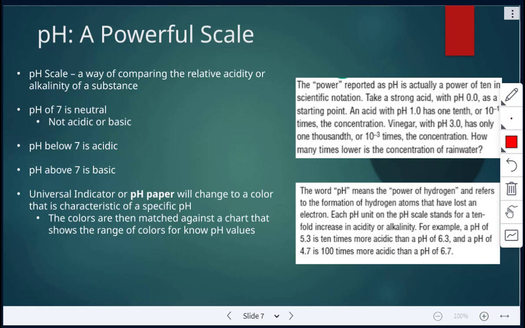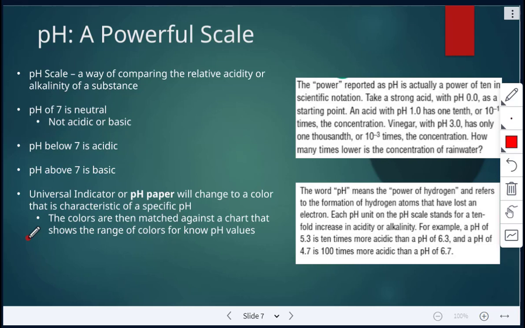So universal indicator or pH paper will change to a color that's characteristic of a specific pH. So instead of using litmus paper, there are other universal indicators that can be used. There's digital as well. If you're using a universal indicator, you would match the color against a chart that will show the range of colors for the known pH values.